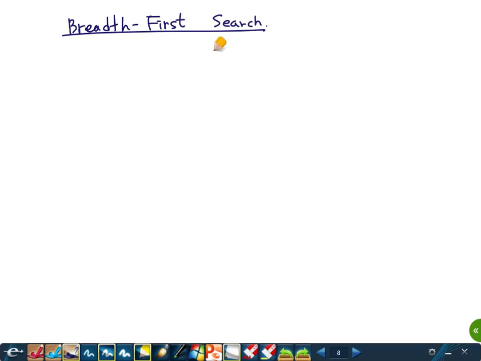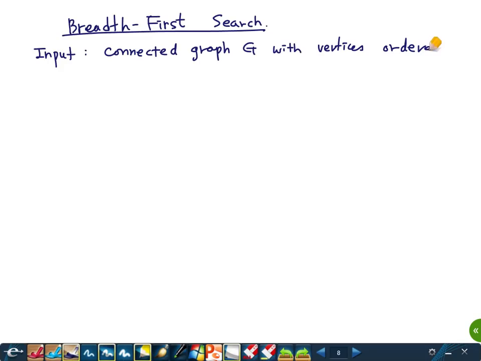So the input is a connected graph G with vertices, and we assume that they are ordered like V1, V2, and so on. This order should be given to find the spanning tree. And the output is going to be a spanning tree T of the graph G. What is the algorithm? It's actually quite straightforward.